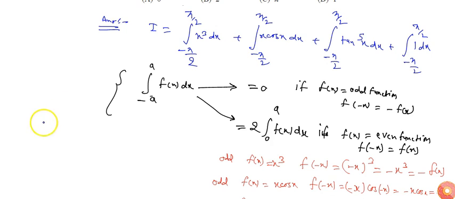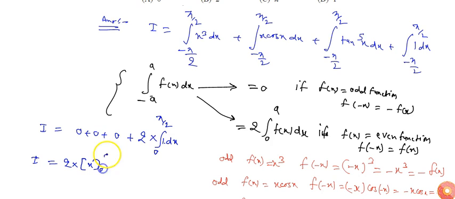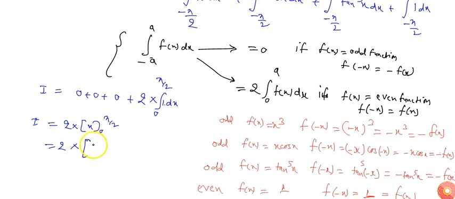So the first three terms will be 0, and the fourth term will be 2 times integration from 0 to pi by 2 of 1 dx. So I'll get I equals 2 times x from 0 to pi by 2, or I can say 2 multiplied by pi by 2 minus 0, which is pi. So I will be pi. This will be our final answer.